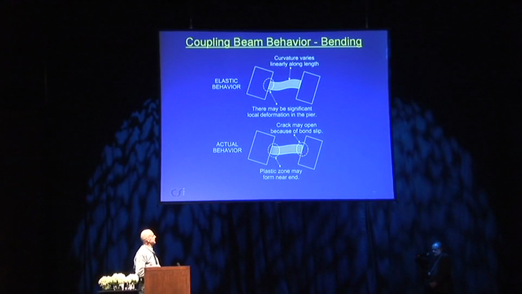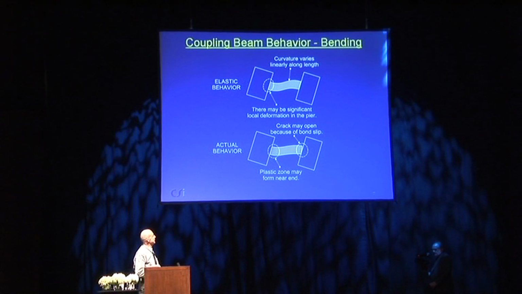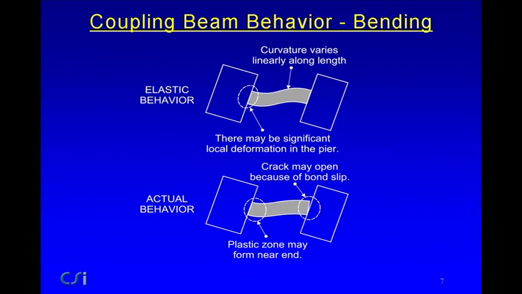The actual behavior is likely to be substantially different. Again, we're talking here about bending, we'll do shear in a moment. A crack may open at the face of the wall because of bond slip within the wall or within the beam. And if it's controlled by bending, a plastic zone may form near the end. This is substantially different behavior from what you would get from a linear analysis.